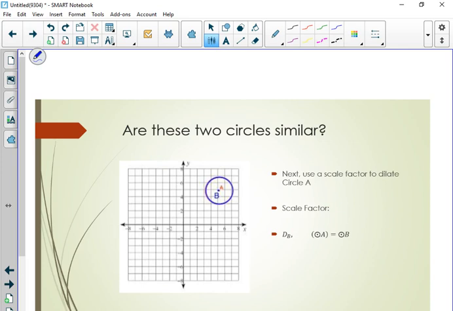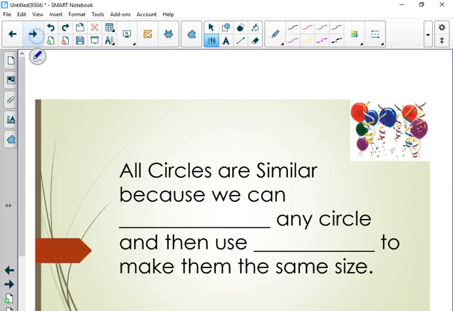We use the scale factor to dilate circle A. So if we do a scale factor of 2/3 on our circle, we now have made one circle the same size as the other one. We basically shrunk A down to B. All right. Now, all circles are similar.